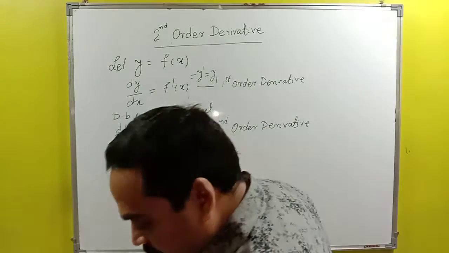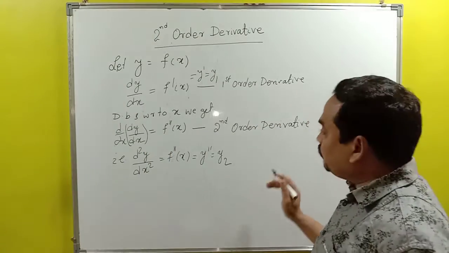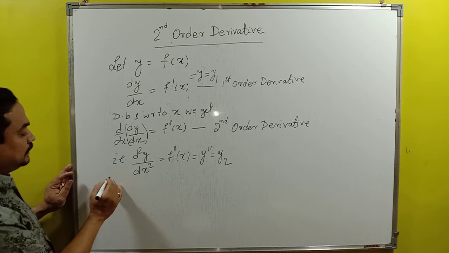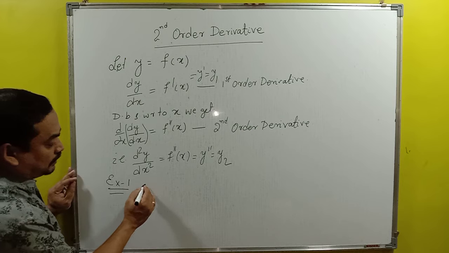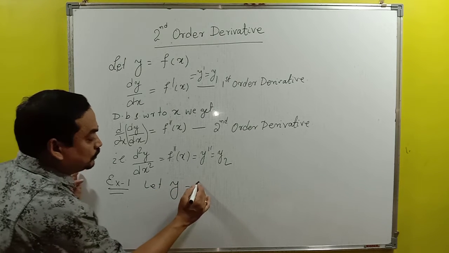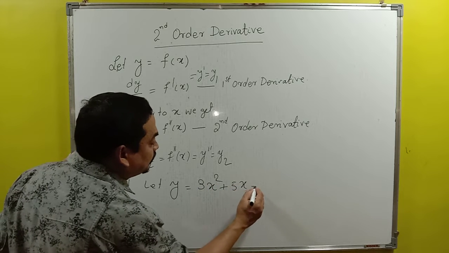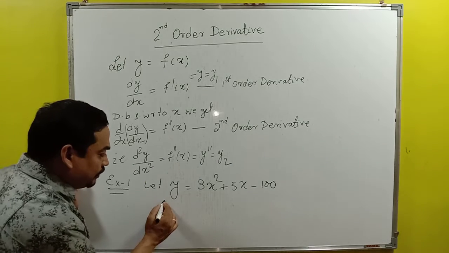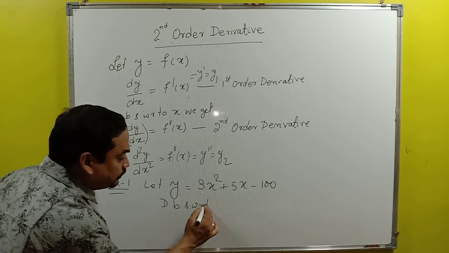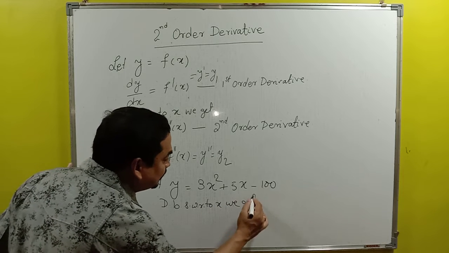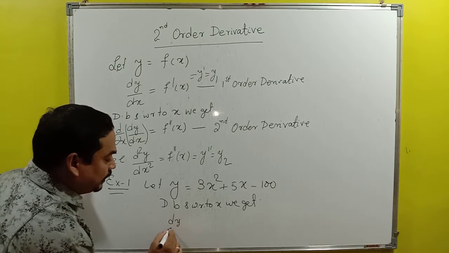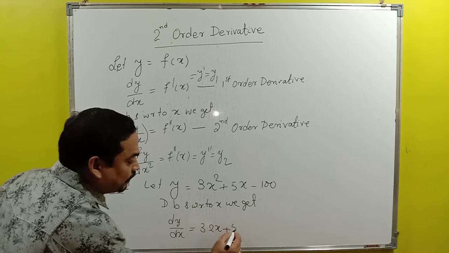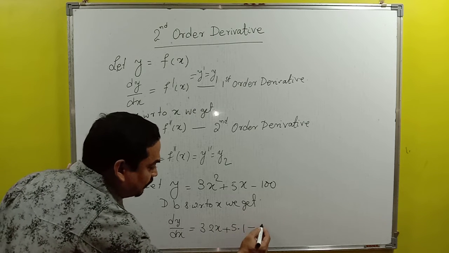Let us solve one example. Example 1. Let y is equal to 3x square plus 5x minus 100. Then find its second order derivative. In this case, first differentiating both sides with respect to x, we get dy by dx is equal to 3 constant, x square derivative 2x, plus 5 constant, x derivative 1, minus 100 derivative 0.